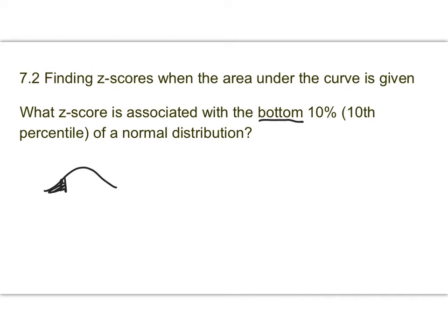So we're looking for where the area is 0.10. If we wanted to, we could write that as z.90. And again, I could go to the table, and if you remember, the middle or the average, the z-score is 0. So I'm going to be looking for a negative value.